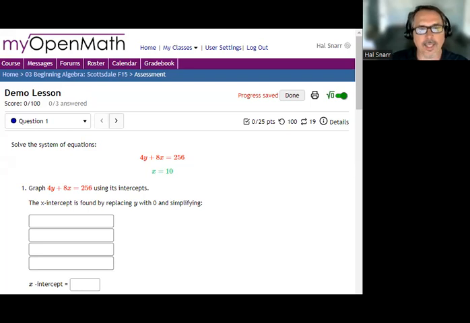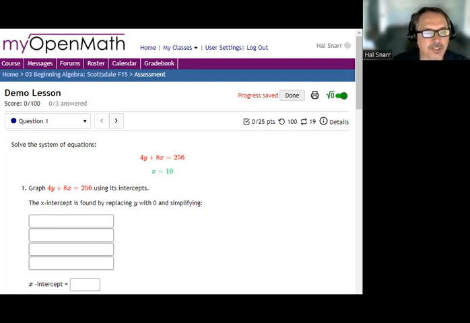whiteboard and student notebook. So the instructions of this particular problem want the students to solve this system of equations. Equation 1 is in red, equation 2 is in green. Instruction 1 is to graph the red equation using its intercepts.